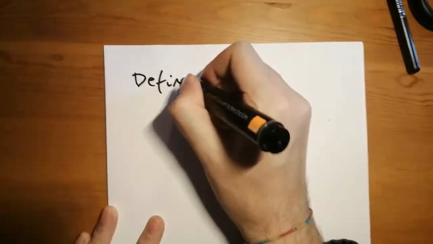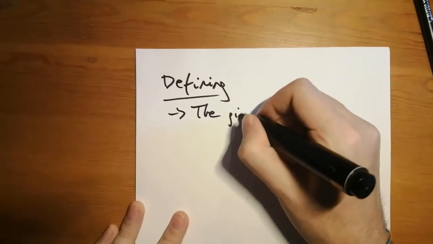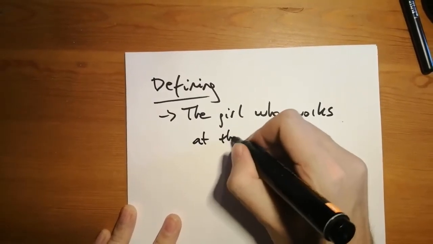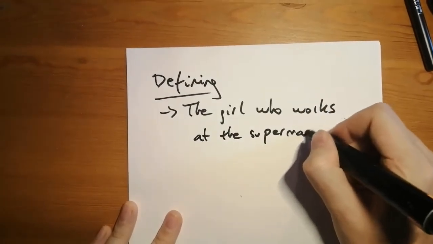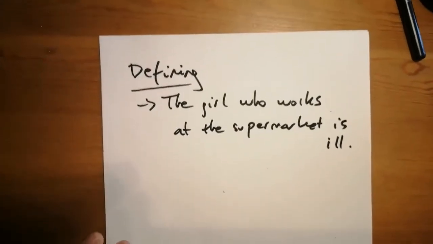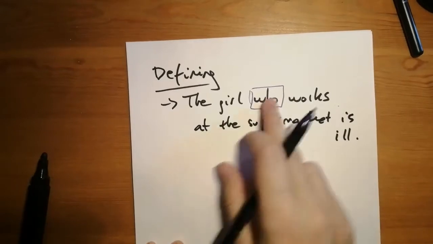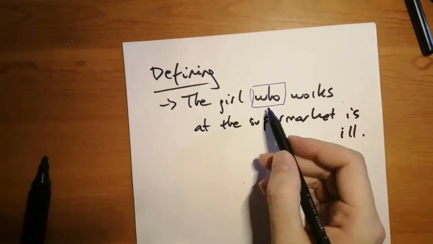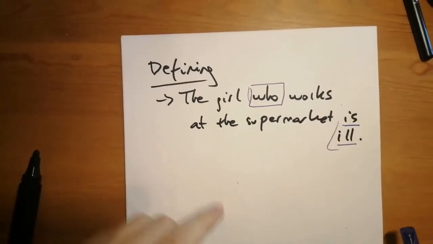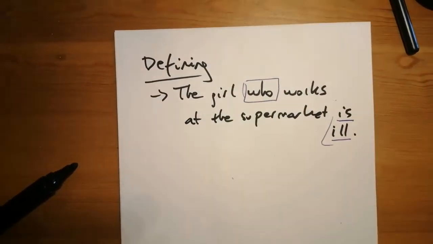Defining, relevant information. For example, the girl who works at the supermarket is, I don't know, ill, for example. Okay, so we have the girl who, that is the connection with this part of the sentence, and the girl who works at the supermarket is ill. So this is the second thing. Of course, if I don't say this, there is no meaning here. The girl is ill. Who works at the supermarket, okay?